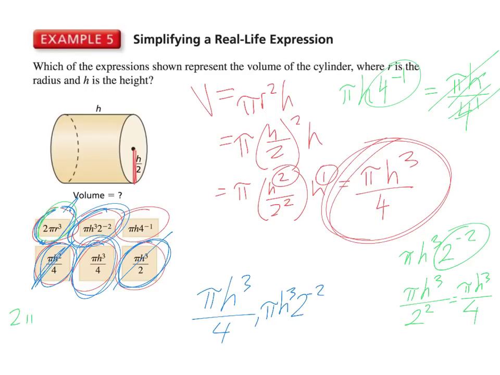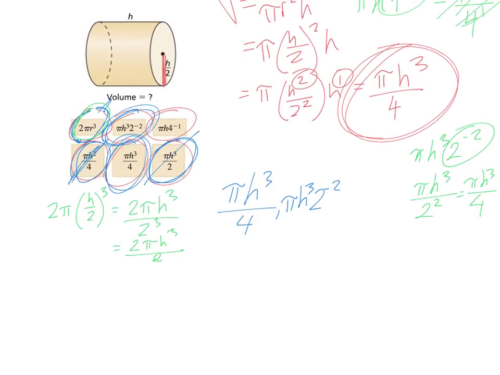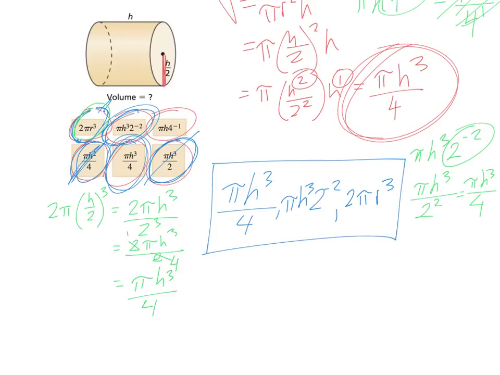That's 2 pi. Let's replace R with H over 2. Oh, R is cubed though, so I have cubed there. All right, so I have 2 pi, and then I have H cubed over 2 cubed. All right, so I end up with 2 pi H cubed over 8. It cancels out, and I get 4 on the bottom here. So that one works as well. All right, so that's another answer, 2 pi r cubed. All right, these are all representations of the volume of the cylinder.